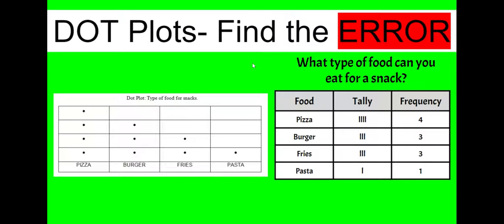Okay, I want you guys now to find the error. So this question was, what type of food can you eat for a snack? So here's your dot plot. Remember, your vote is represented by a dot. I want you to check this dot plot and match it to the frequency table. And I want to see, can you find where the error is? I'm going to give you a couple seconds.